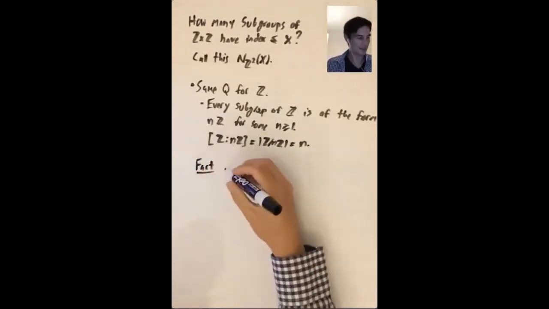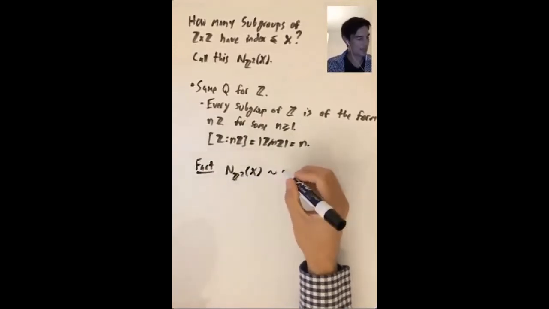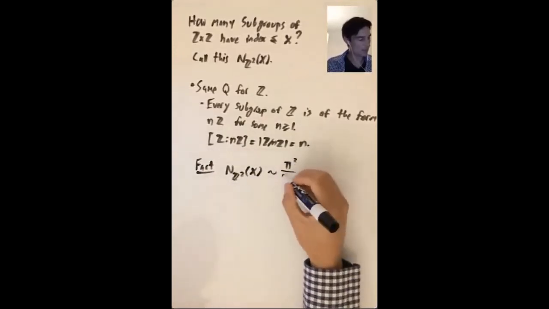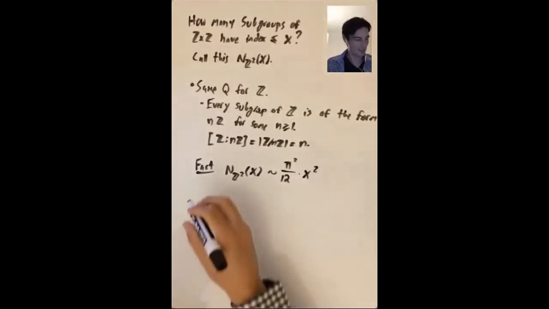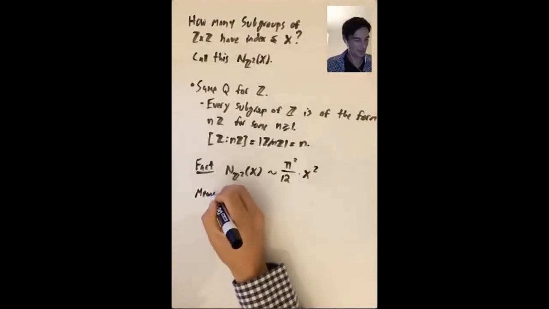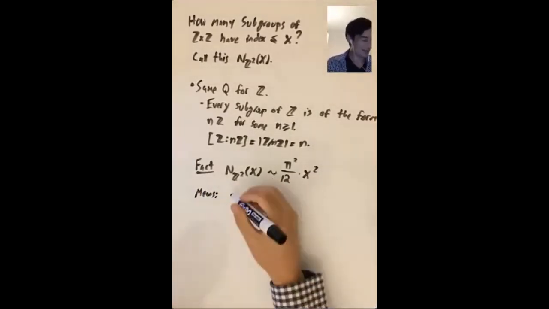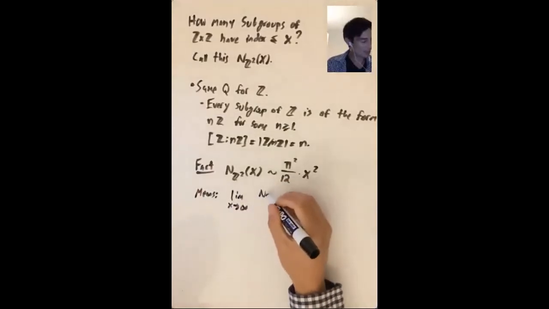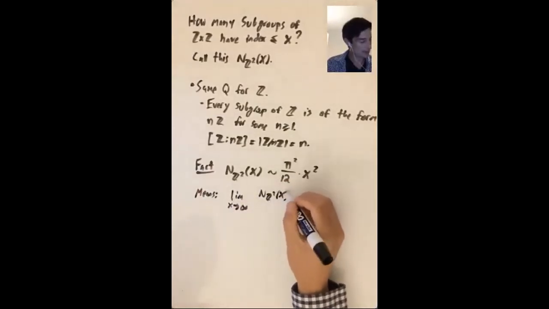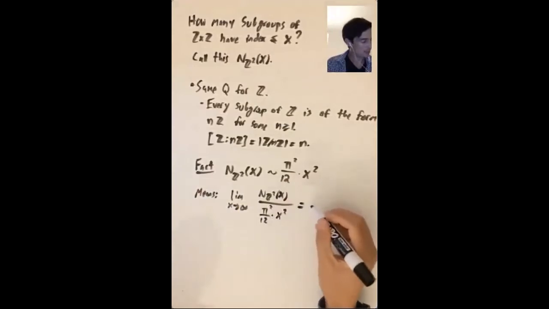So here's the fact. The number of subgroups of Z^2 of index at most x is asymptotic to pi squared over 12 times x squared. Okay, so what does this mean exactly? If this asymptotic notation is maybe not familiar or it's been a little while, this just means that the limit as x goes to infinity of the ratio of this count over pi squared over 12 times x squared goes to 1.